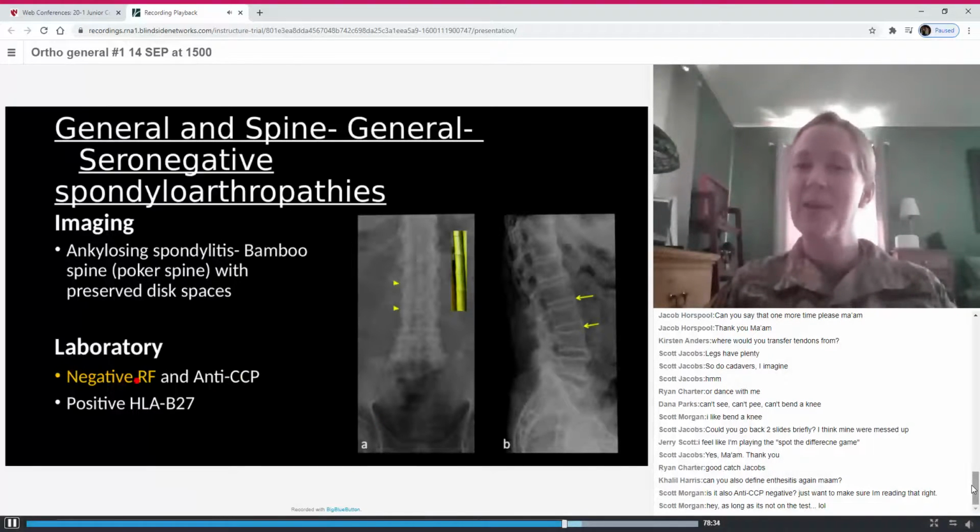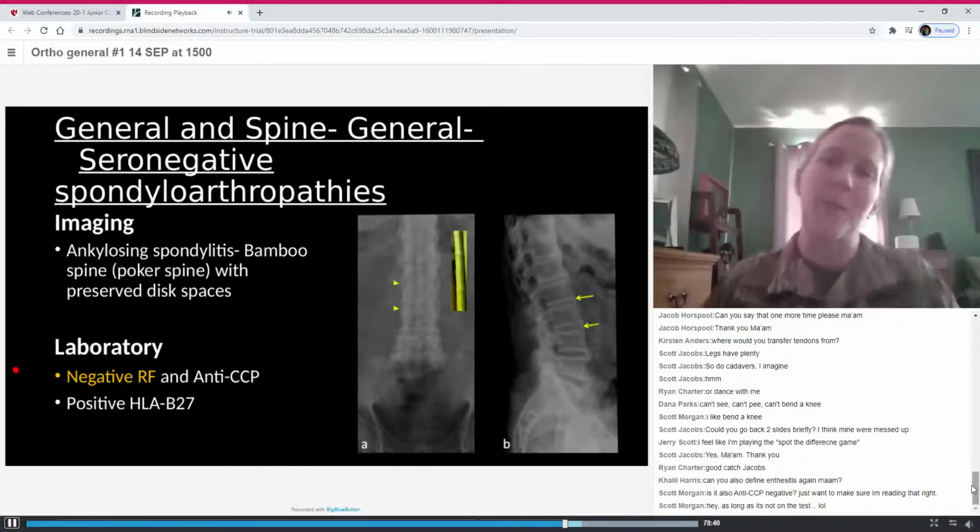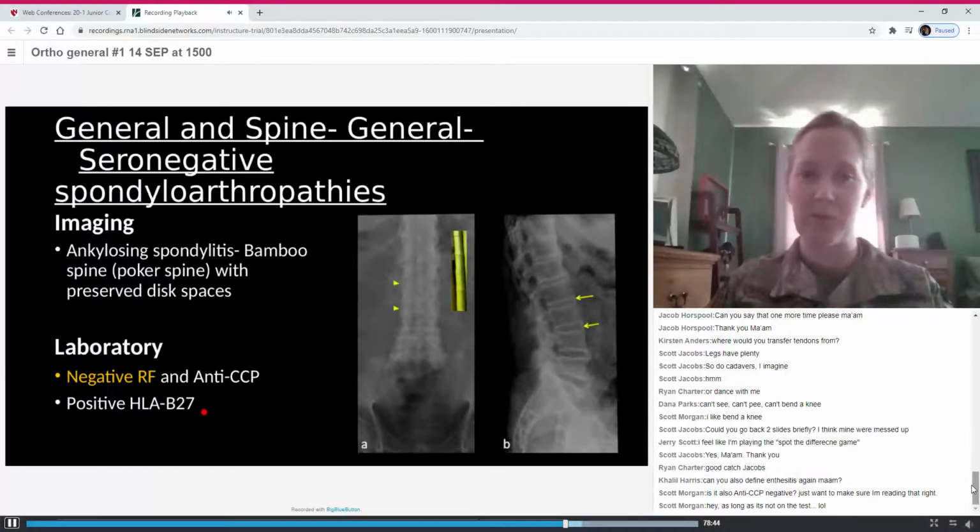It would have both. I try not to single out any one thing that you would never test for by itself. Like I'm never going to just test for anti-CCP. I'd always get the rheumatoid factor too. And if I'm running labs, I'm getting HLA-B27 too. So you would have this be positive and that be negative. So that should get you there, right?